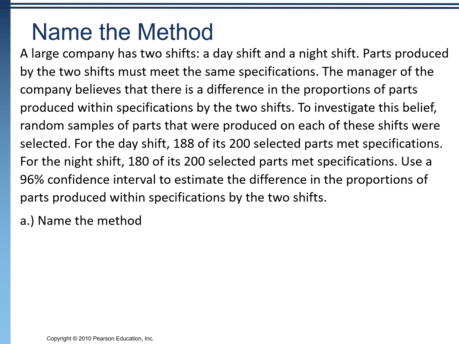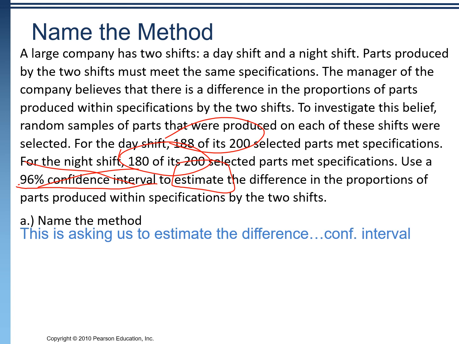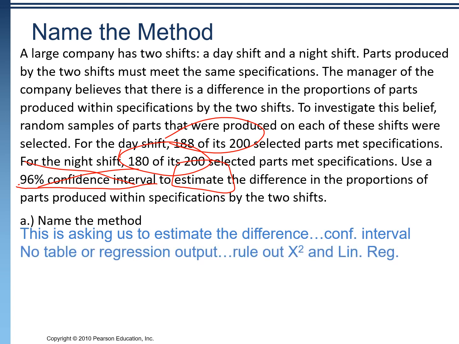So we take two samples here. We have samples from a day shift and a night shift, finding the proportion that meet the specifications, and we're asked to create a 96% confidence interval. It's asking us to estimate a value, so even if we didn't have this phrase there, we'd know it's a confidence interval.